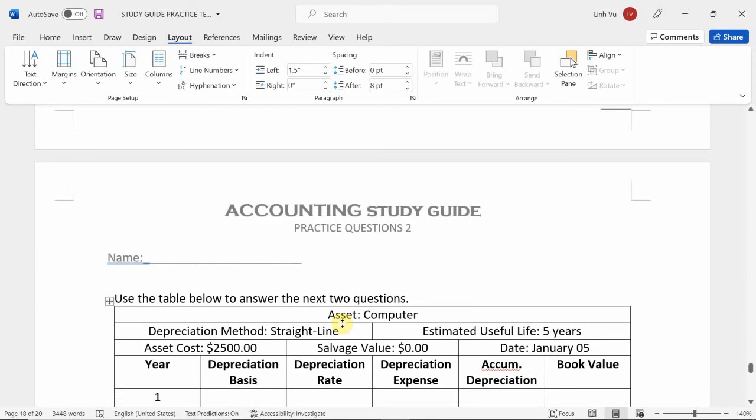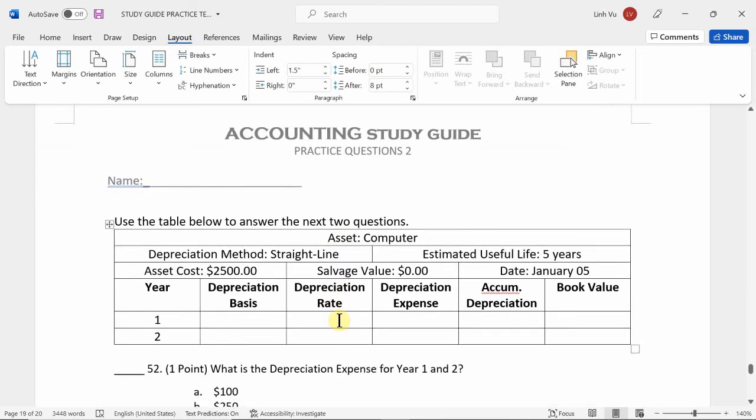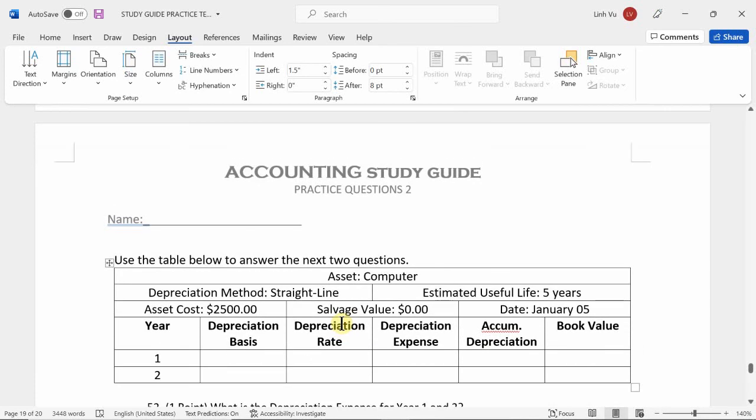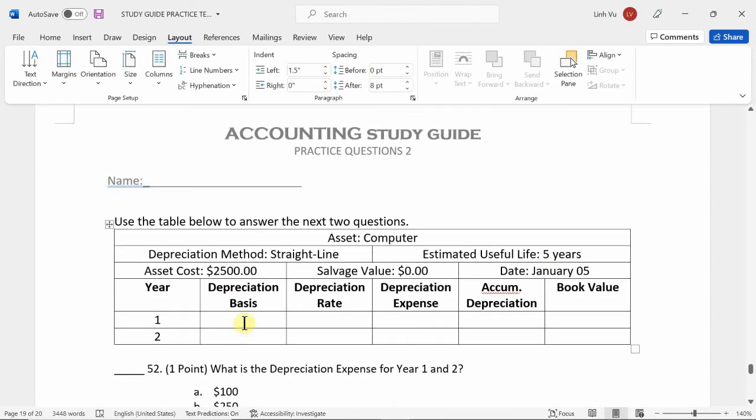Use the table below to answer the next two questions. Here's your first example, where we're looking at a computer that costs a total of $2,500. The method we're using is straight line. Salvage value is zero. Estimated useful life is 5 years. The date placed in service is January 5th. Again, year one, what's the depreciation basis going to be?